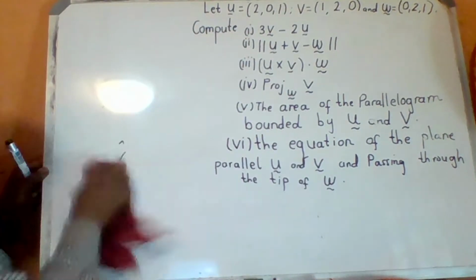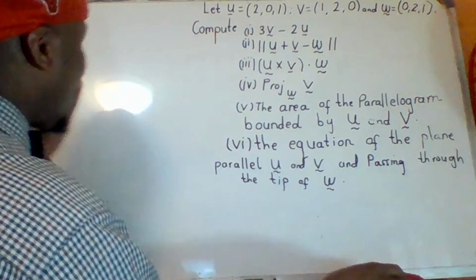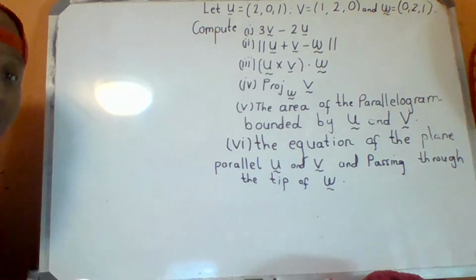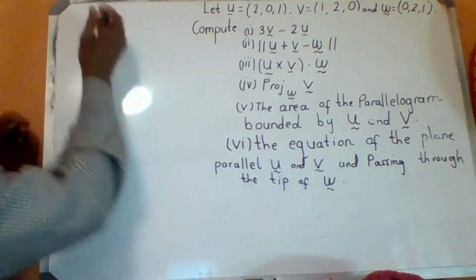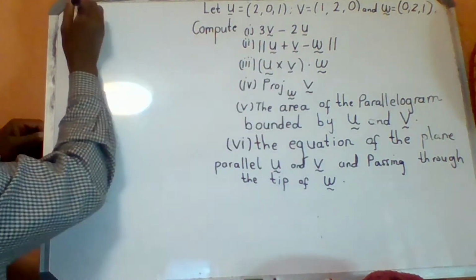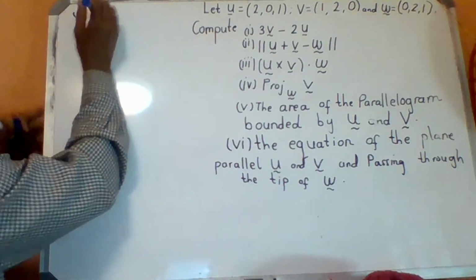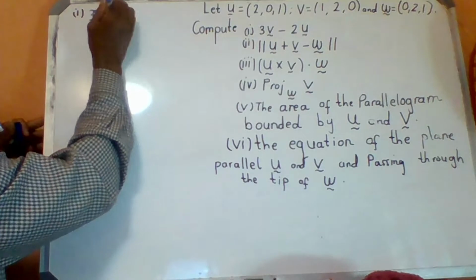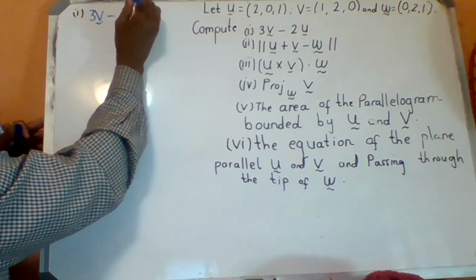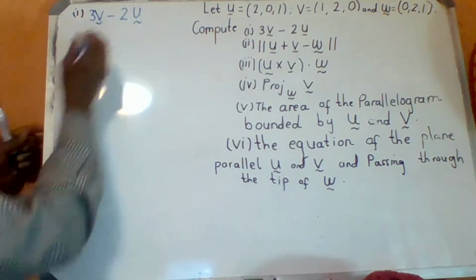So we're going to have to compute 3v minus 2u. It's easy. So how are we going to compute it? Let's solve it. So 3v minus 2u vector. Let's plug it in.